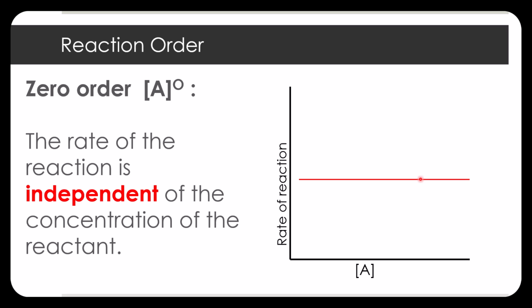As that block of ice gets smaller and smaller, the rate of that reaction is going to remain constant. So it doesn't matter if I have a teeny tiny little chip of dry ice or if I have a huge block of dry ice, it's going to go from a solid to a gas at the same rate, no matter what size it is. Okay, so that would be an example of a zero order reaction.